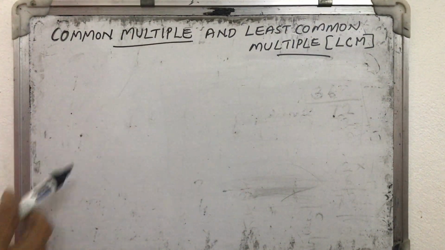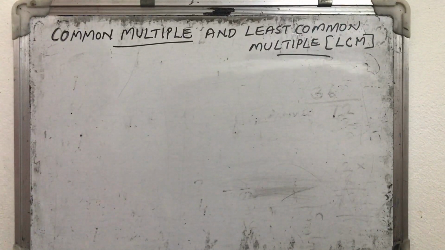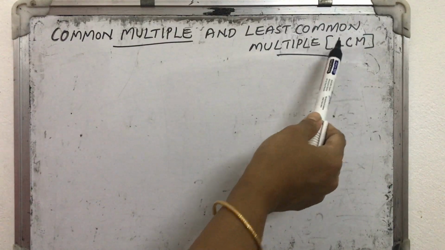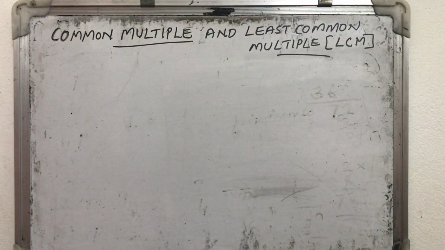Today we want to discuss common multiple and least common multiple. Okay, least common multiple we can call LCM. So LCM is least common multiple. From the word itself it is clear what a common multiple is. We can find the common multiple of any two or more numbers.